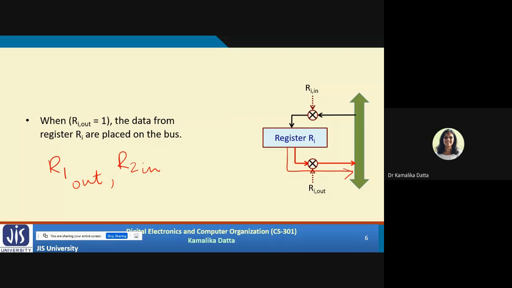If you write these two control signals, this means that these are 1. Whenever we write control signals, it means they are 1. The rest of the control signals which are not written are 0. So what is the implication of this? Can somebody tell me? R1 out and R2 in at the same time?